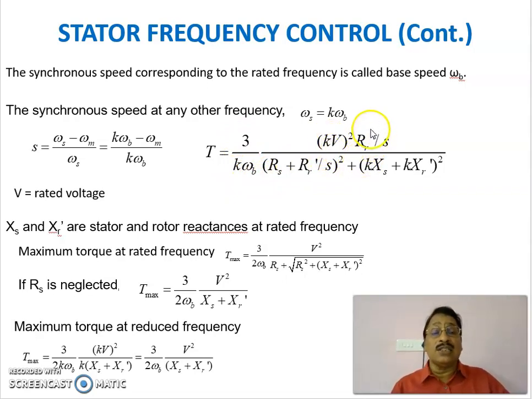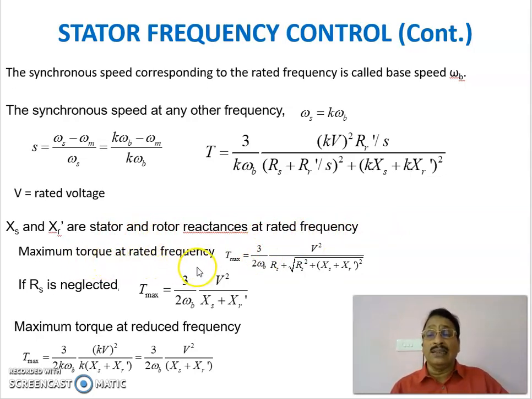Rr dash divided by slip s, divided by k omega b into Rs plus Rr dash by s whole square, plus kXs plus kXr dash whole square. That is the torque equation, where V is the rated voltage and Xs and Xr dash are the stator and rotor reactance at rated frequency.